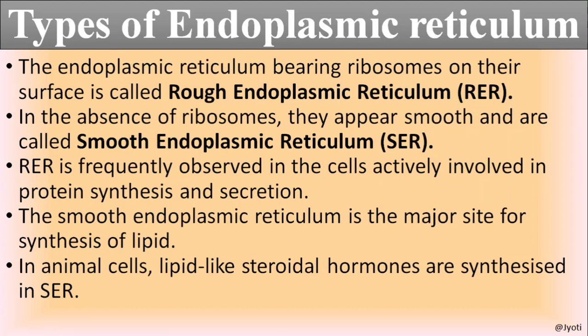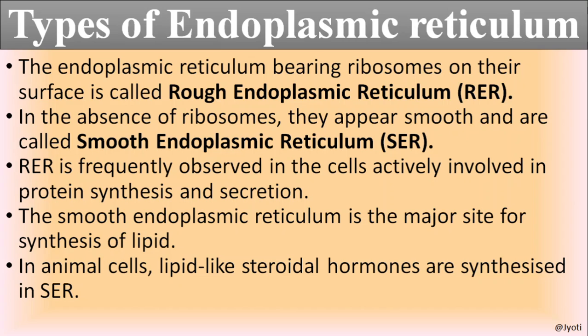Now, types of endoplasmic reticulum, I have already discussed this. But the most important thing, let me tell you, the rough endoplasmic reticulum, the short form is RER, is frequently observed in the cells which are actively involved in protein synthesis and secretion. Why? What is the reason? Because protein synthesis takes place in the ribosome, and ribosomes are attached to the surface of rough endoplasmic reticulum. That's why the rough endoplasmic reticulum is found in those cells which are actively involved in protein synthesis.